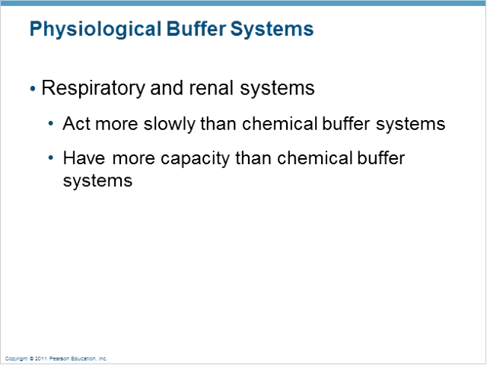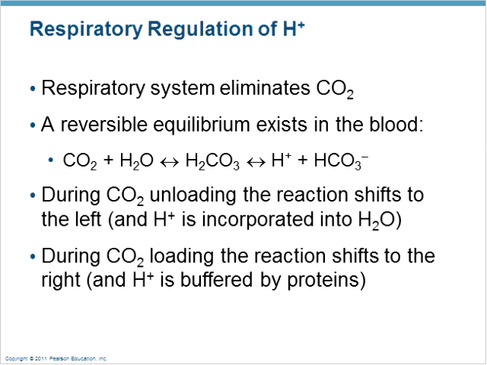Respiratory and renal systems act more slowly than chemical buffer systems, but they have more capacity than chemical buffer systems. So both the respiratory and renal systems manage acid-base balance. They act more slowly than those chemical buffer systems, but they have a lot more capacity. They're slower, but they can move it much farther or absorb more of the base or acid.